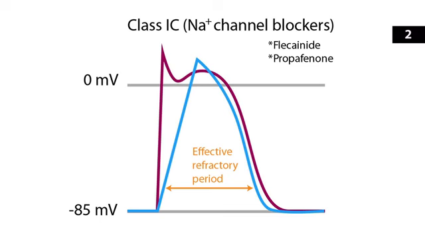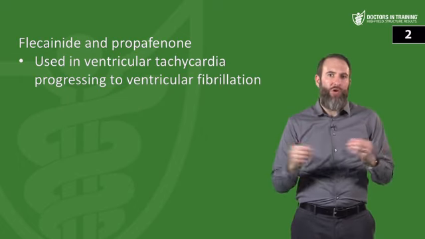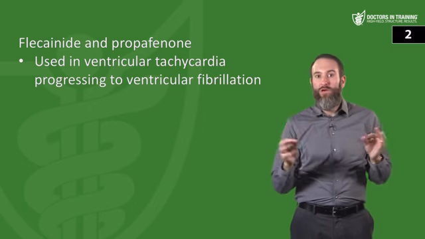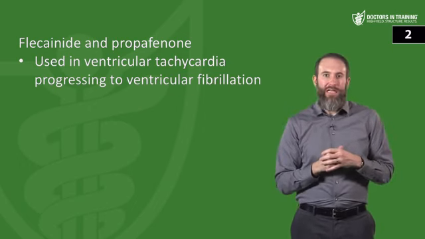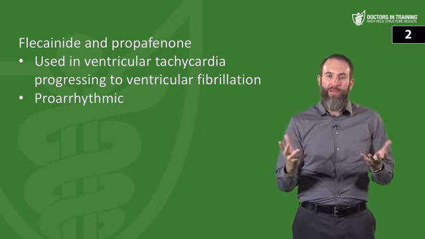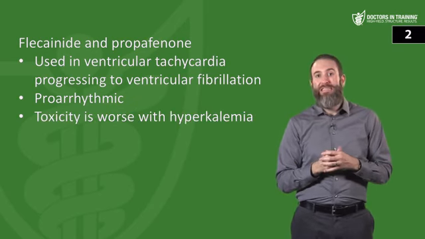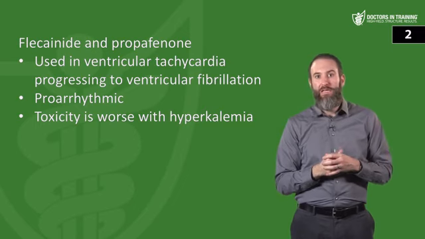And finally, we have the 1C class. Not as commonly used, though I do see flecainide being used more and more nowadays. Propafenone I don't see being used much at all. Flecainide, propafenone, "Fries, please," is the mnemonic here to remember. Now they're used in ventricular tachycardia progressing to VFib, so these patients are not doing well. They are the last resort in ventricular arrhythmias in general. Class 1C drugs are pro-arrhythmic, as we've already said before about the other ones, especially in the post-MI state. And again, the toxicity is going to be worse in the setting of hyperkalemia as well.